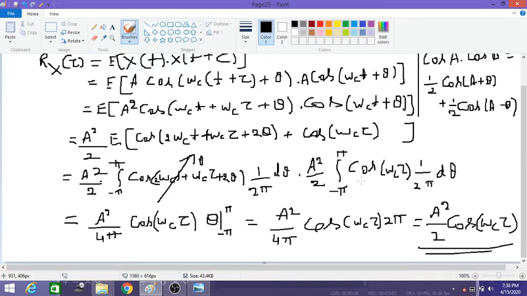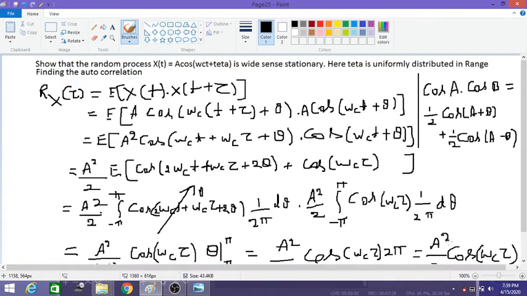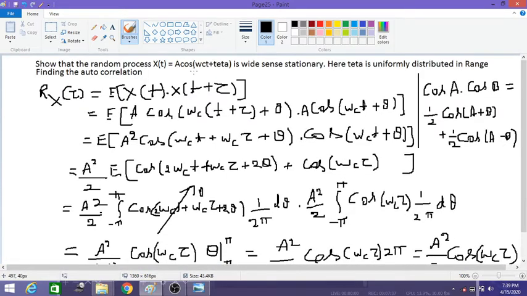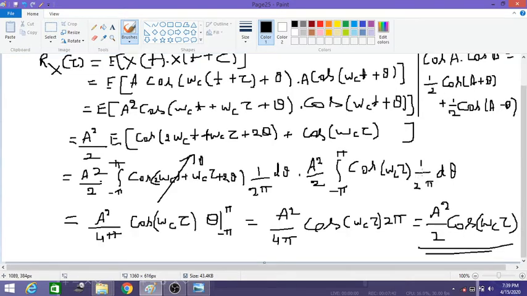Here cos omega c tau is a constant term, since we are integrating with respect to theta. When we integrate this and substitute the limits for theta, we will get a square by 4 pi into cos omega c tau times 2 pi, and 2 pi and 2 pi get cancelled. So ultimately we will get a square by 2 into cos omega c tau. This is a very important example. We often come across this term, so remember its ultimate solution is cos omega c tau whenever we have cos omega c t plus theta.